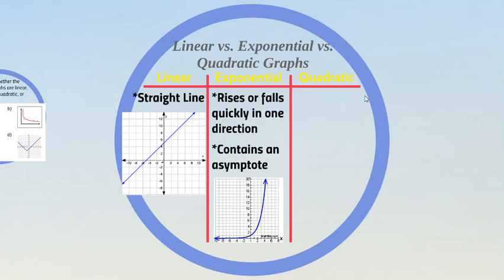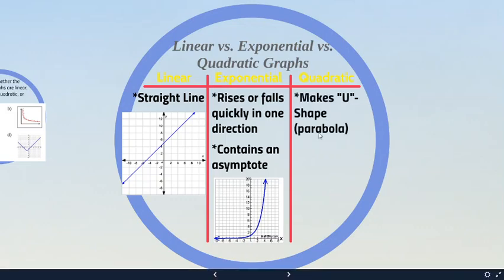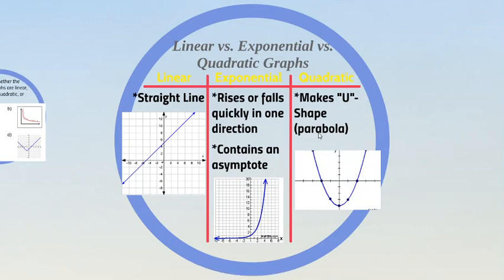Lastly, a quadratic. You probably know the shape of this graph, but it makes a U shape. It's also called a parabola. So this is what a quadratic graph looks like.